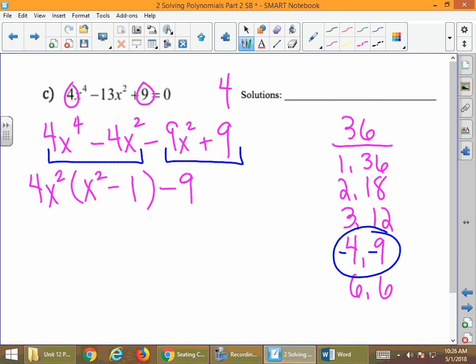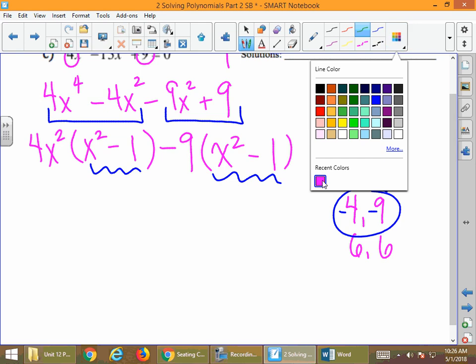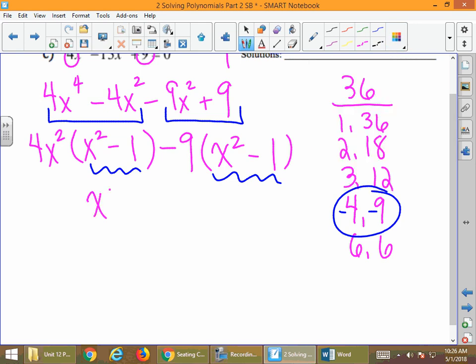And we should end up with the same value in our parentheses over here in our next one. Our greatest common factor is a 9. Negative 9x squared divided by negative 9 is x squared. Positive 9 divided by negative 9 is negative 1. And what we see is we've got x squared minus 1 in each group. So we have x squared minus 1 times 4x squared minus 9.